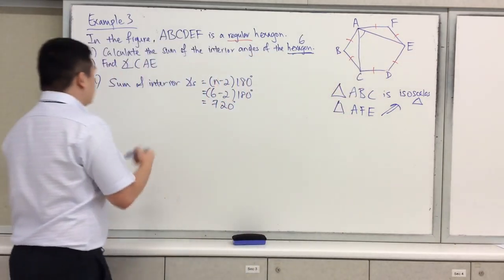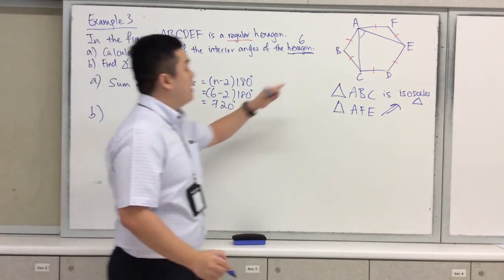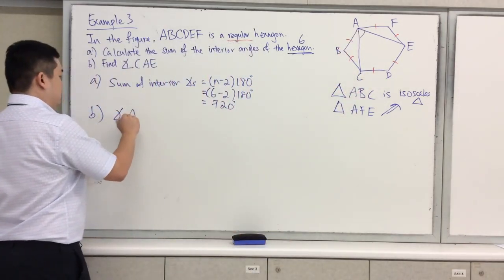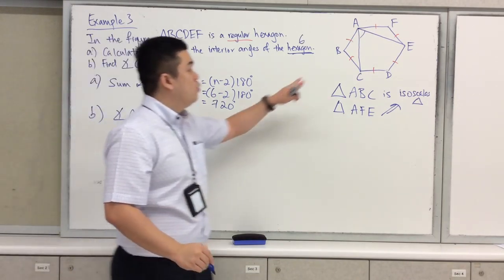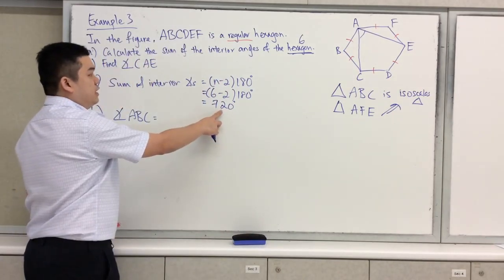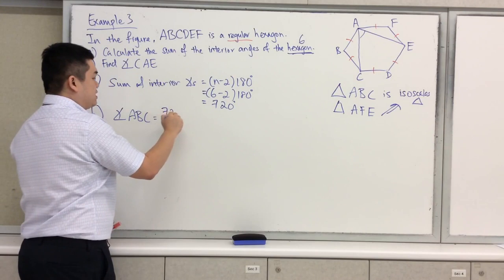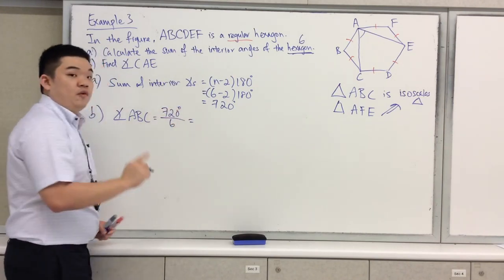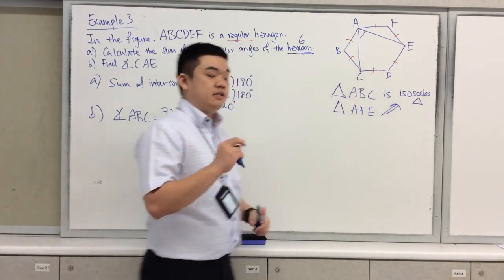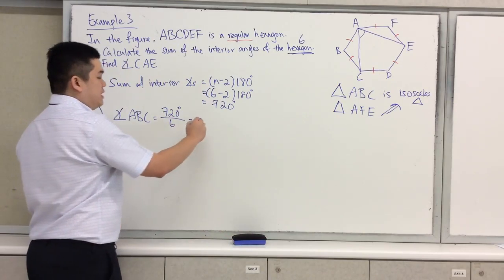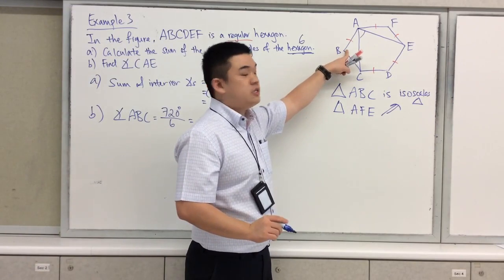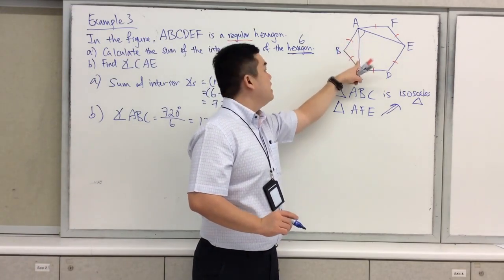Alright? So to solve part B, we can find angle ABC first. So we find angle ABC. Angle ABC is one interior angle of a regular hexagon. So since we know the sum of the interior angles is 720, we can take 720 divided by 6 to find one interior angle, because for a regular hexagon, all the interior angles are the same value. So 720 divided by 6 is 120 degrees.